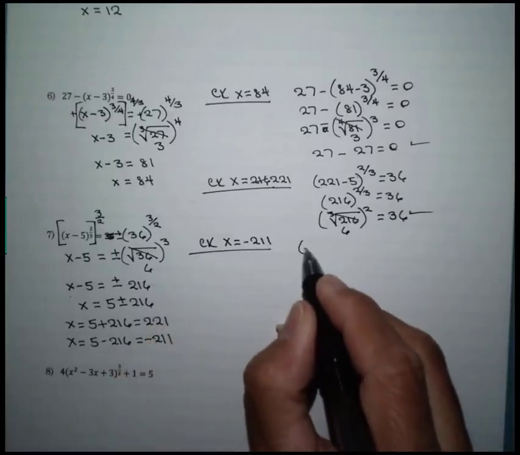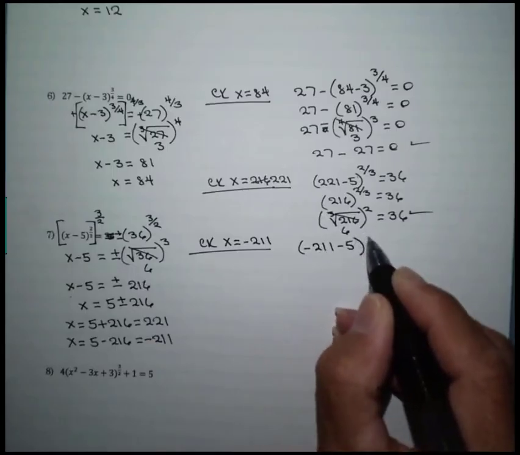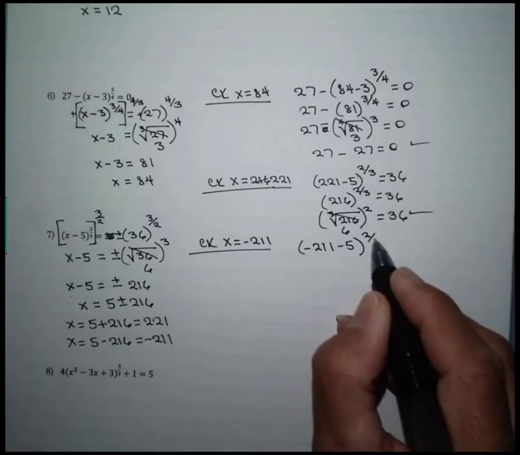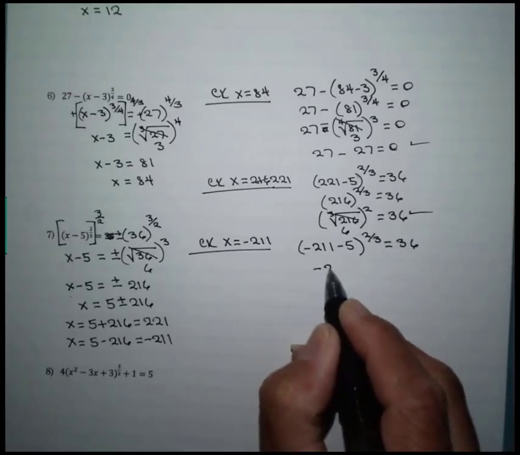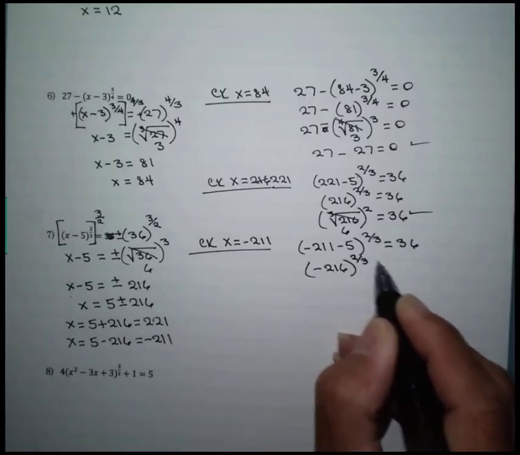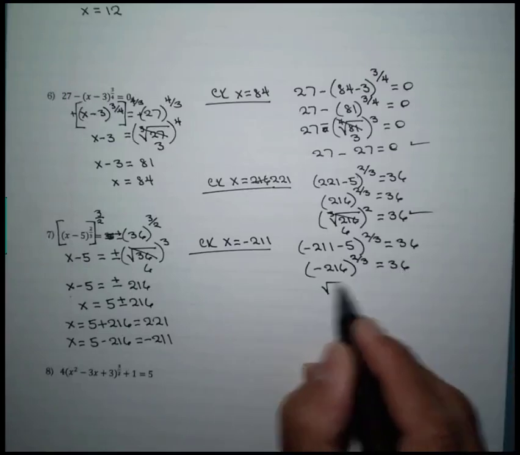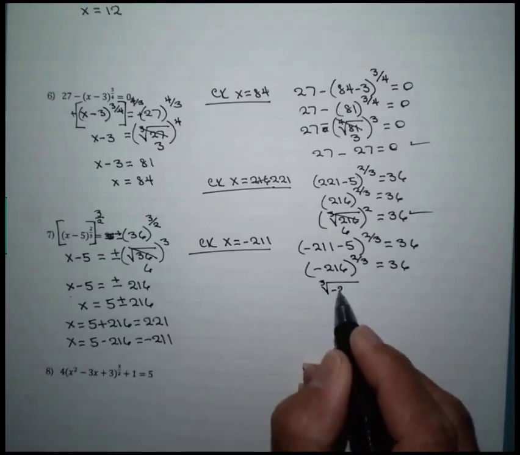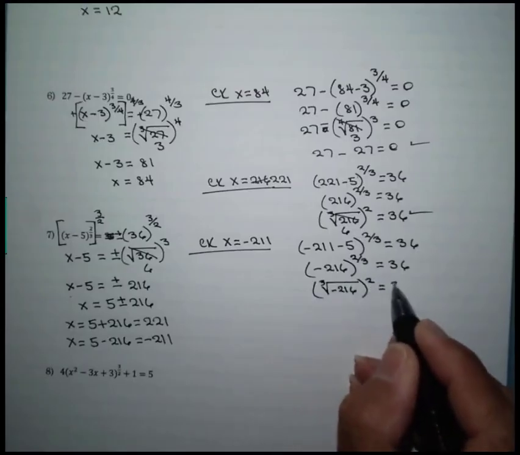So I've got negative 211 minus 5 raised to the power of 2/3 equals 36. Well, this gives me negative 216 raised to the power of 2/3 is equal to 36. And this is the cube root of negative 216 squared is equal to 36.